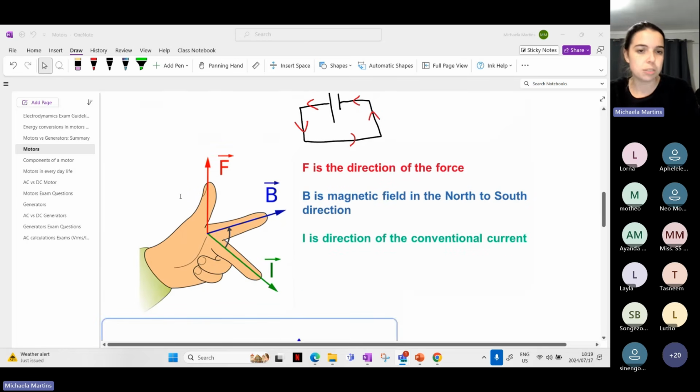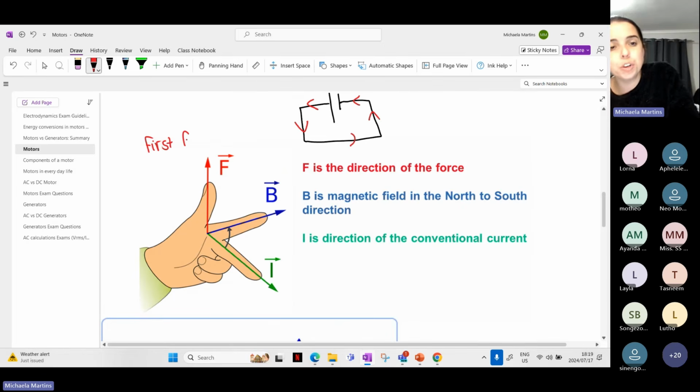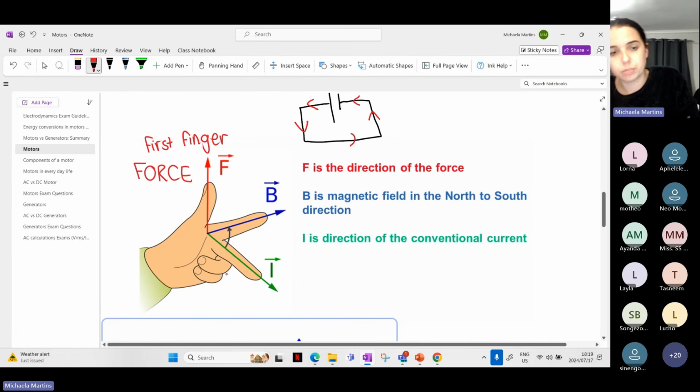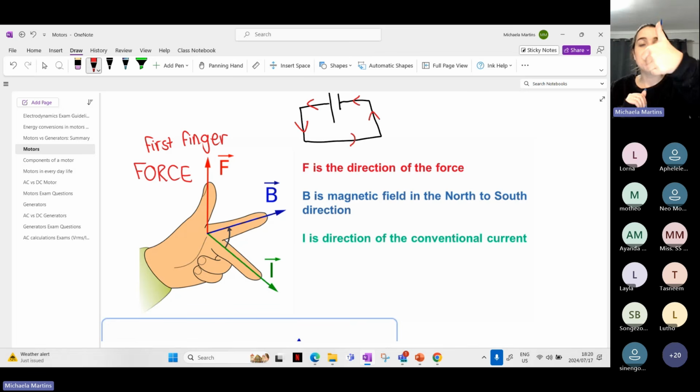Okay, let's go through it. Your first finger, which is your thumb, represents the force. What I mean by force is, will the wire move up? If your thumb is pointing up, the wire will move up. If your thumb is pointing down, the wire will move down.